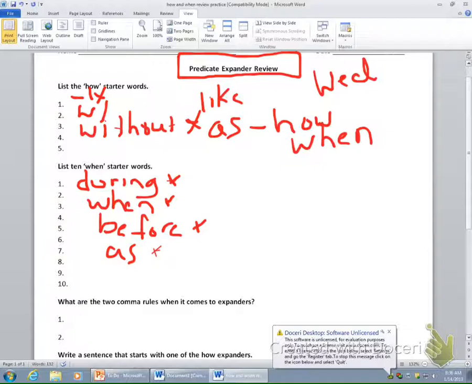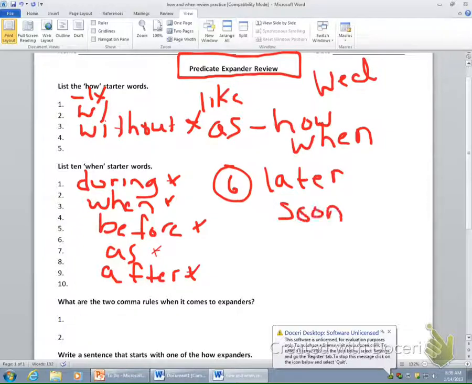So then you get to pick 6 other ones. Now this isn't hard because just say to yourself, what words tell me when? Okay, so you could have later. Actually, here, I want another one, after. That should be memorized too. Put a star against that. Later, soon, never, tomorrow. Give me another one. Yesterday.